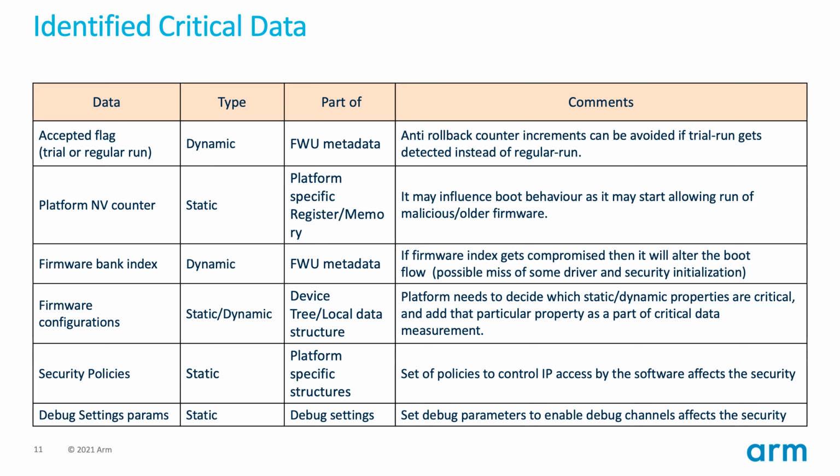And then there are debug setting parameters, like parameters that enable the debug channels also. So we think that is critical. This is only a guideline, but it is up to the platform. They can add any number of critical data. The framework is not enforcing anything here, and we are not thinking to add any generalization, like this is the data we must measure. It is completely up to the platform. They can form the data.